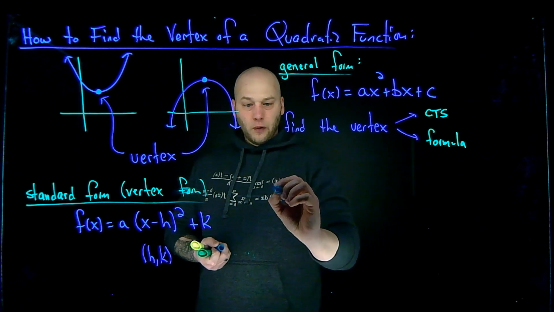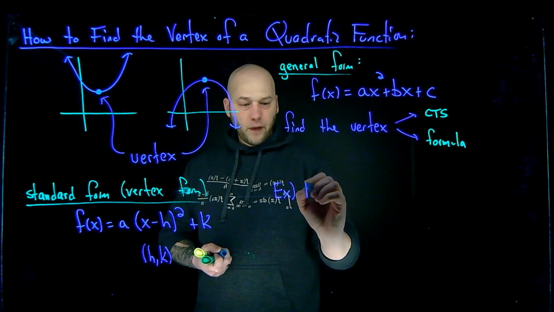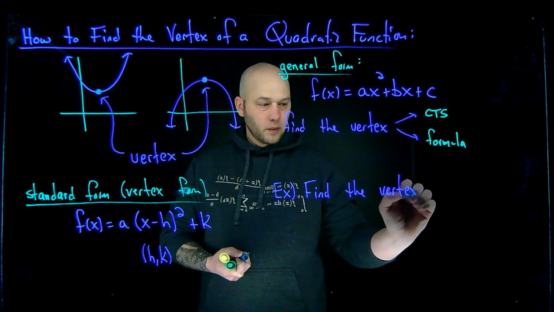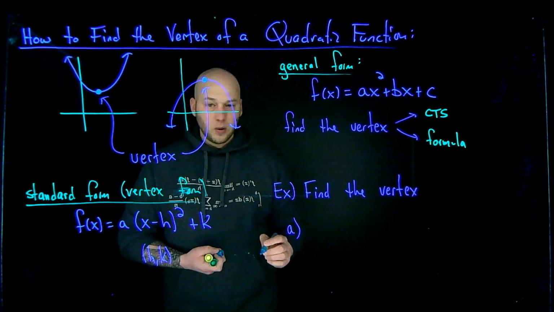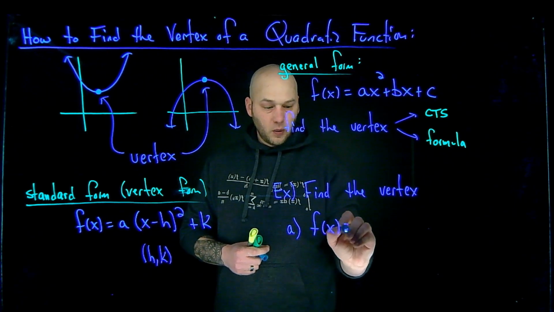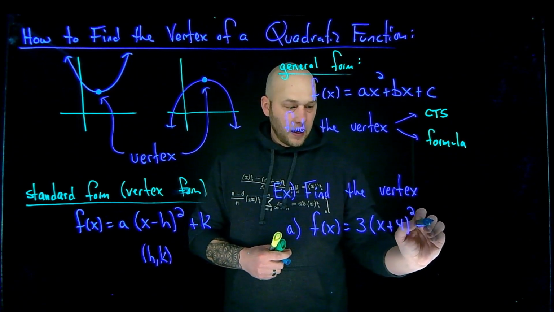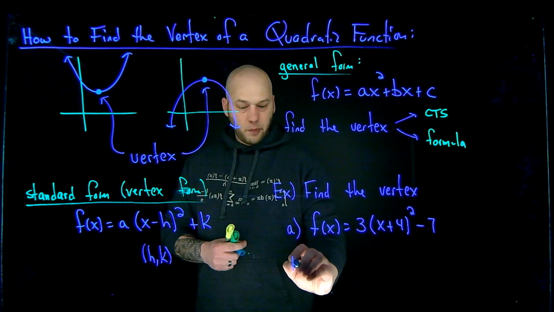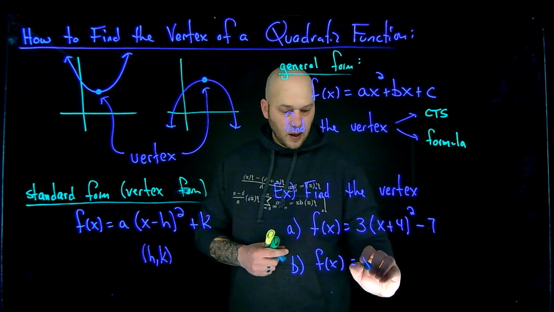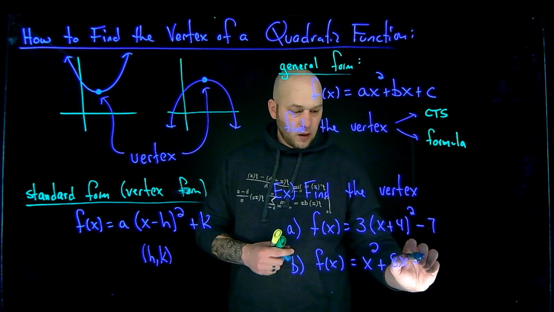Okay, so for example, let's kind of go in order here. Let's say find the vertex. Part A, I'm going to have a standard form quadratic. In other words, f of x is equal to 3 times (x plus 4) squared minus 7. And then part B, I'm going to have a general form quadratic. Let's say I've got x squared plus, let's say, 8x minus 3.